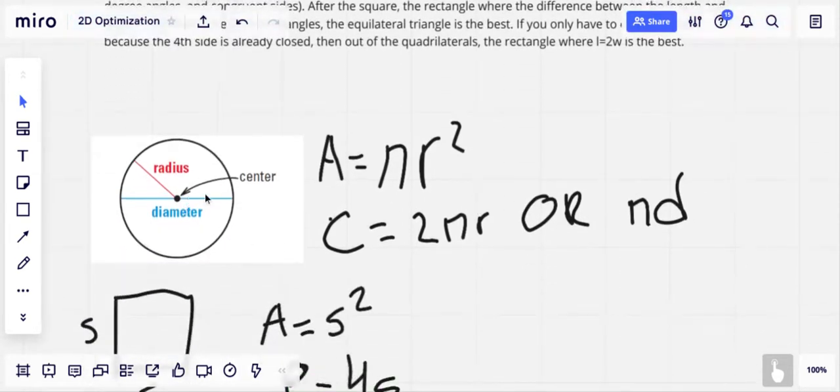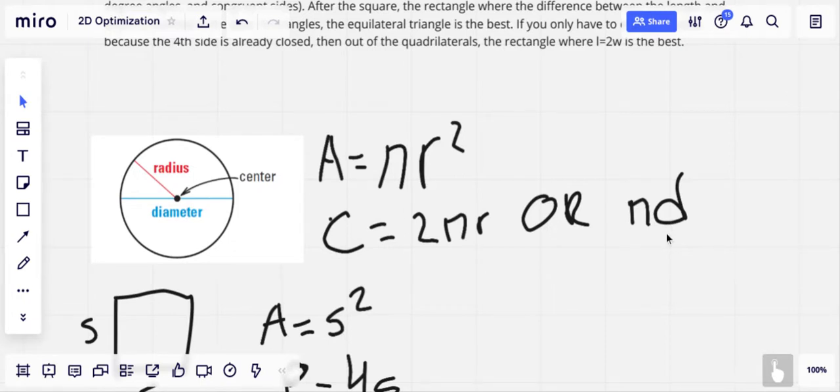The circle, the best shape for optimization: you can find the circle's area by multiplying pi times r squared, where r stands for the radius. The circumference is equal to twice the radius multiplied by pi, or pi times the diameter.